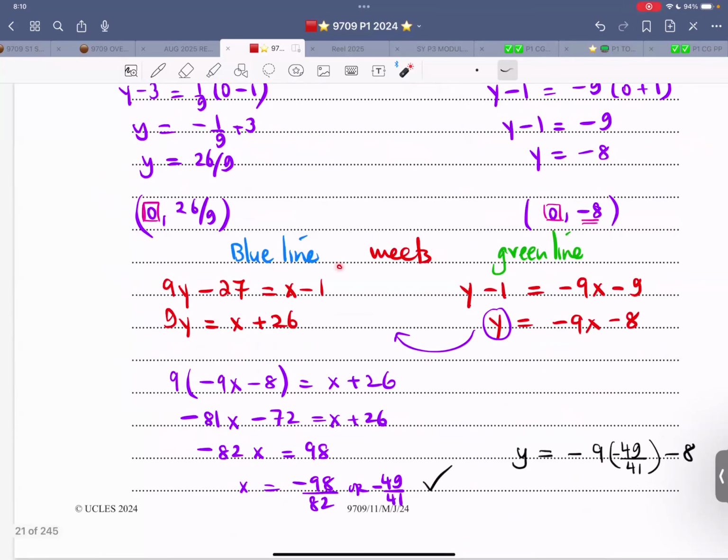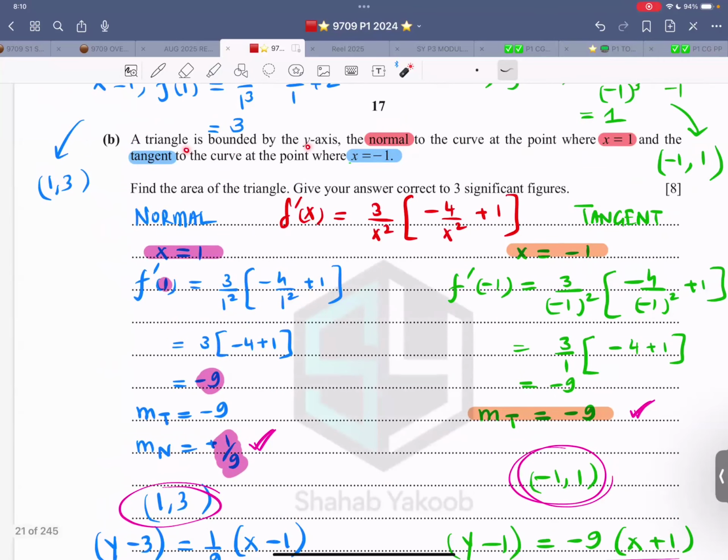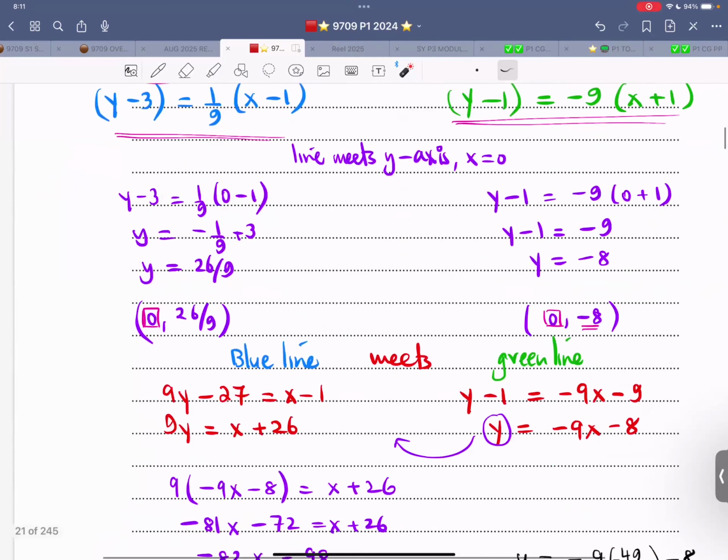Now it says blue line meets the green line. Where does it say that? A triangle is bounded by the y-axis, the normal to the curve at the point where x is equal to 1, the tangent to the curve at the point where x is equal to negative 1. Find the area of the triangle. So that means you have this curve, something like this. There is a tangent. There is a normal. So you are looking for this point, and this point. Got the idea? Something like this.